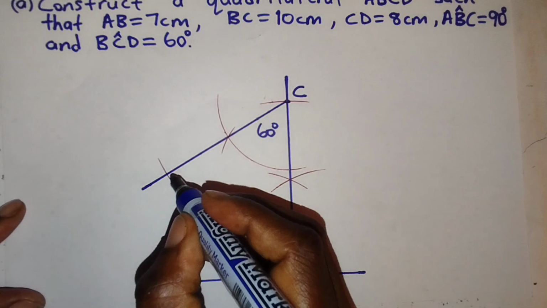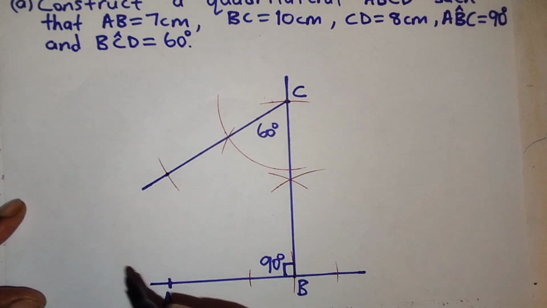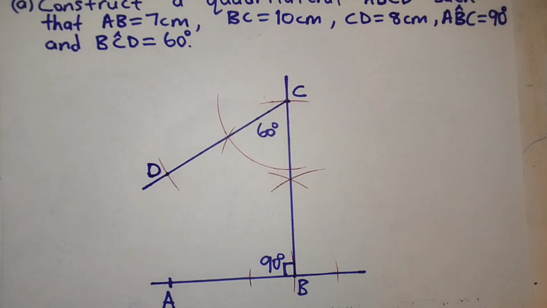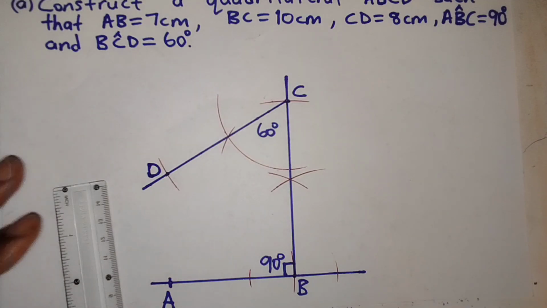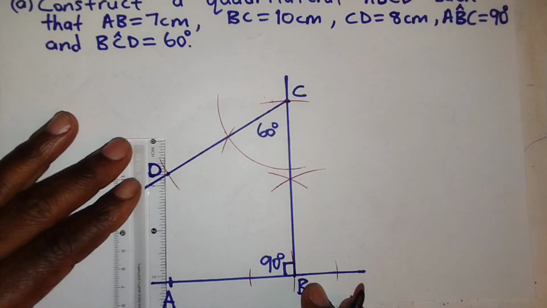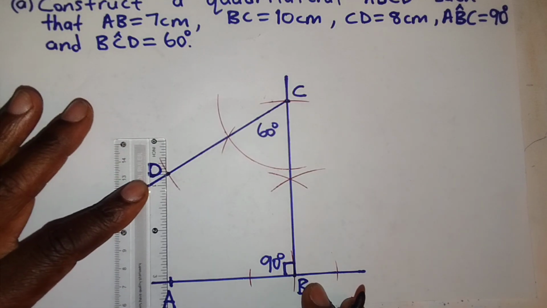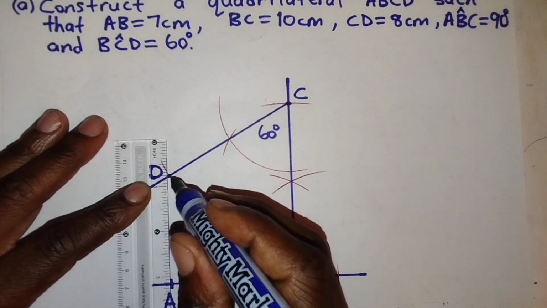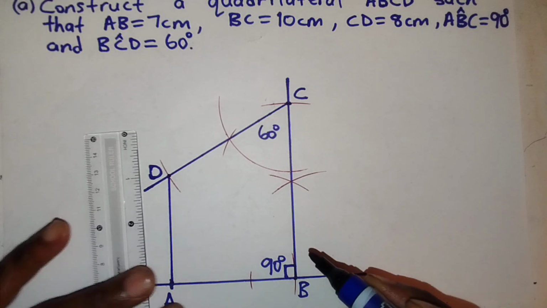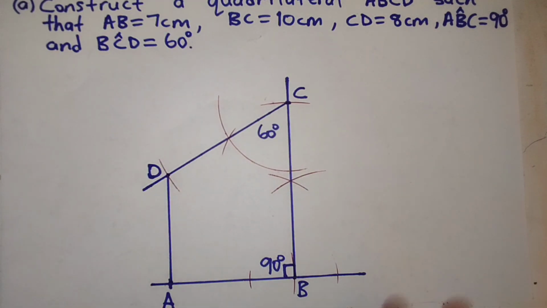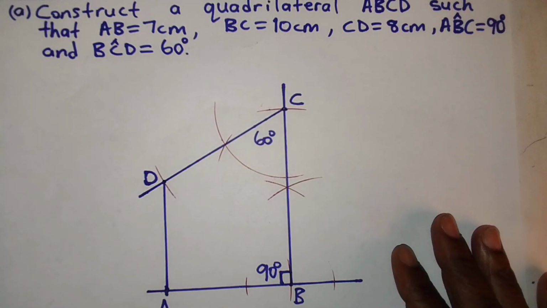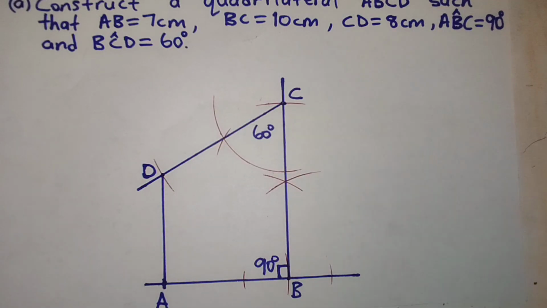Okay, so here, that's where we have our point D. Okay, like this. And then finally, I will join AD like this using a ruler. Now our quadrilateral is complete. Okay, so that's quadrilateral ABCD. Now we want to proceed with our questions.